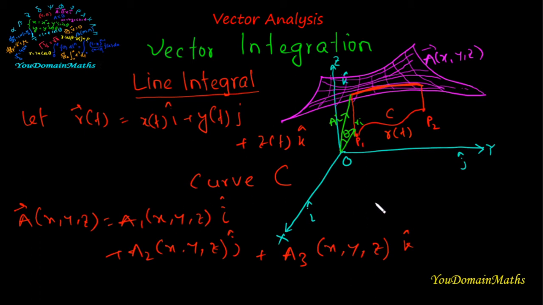Now let us consider an integral of a tangential component, that means the integral of the tangential component of a vector. So this is the integral of the tangential component of A from point P1 to point P2. We can write it as the integral over C of A dot dr. This is the line integral. So I have a question there: what does it represent?